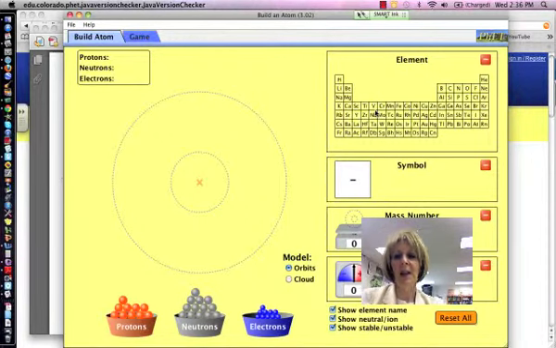So you will recognize this as the PhET simulation that we did in class, and it's on Edmodo, and I highly recommend that you play around with it a little bit because it really does help you understand a lot of what we're doing. So the most important thing about an atom is the number of protons.